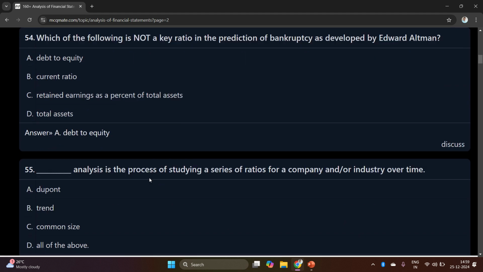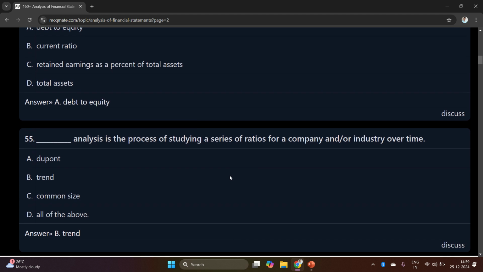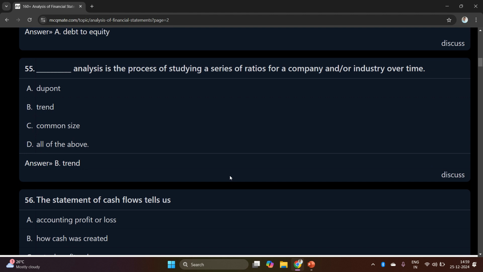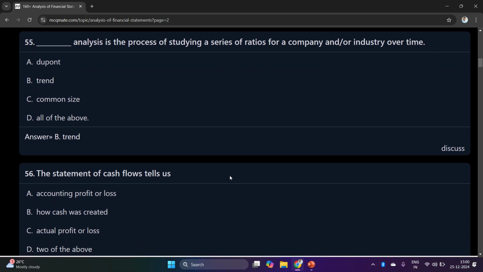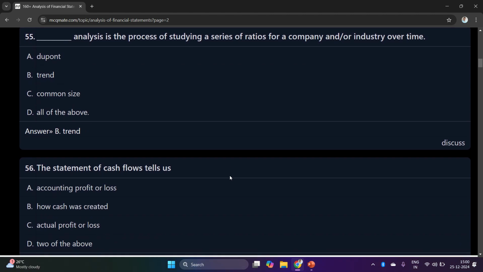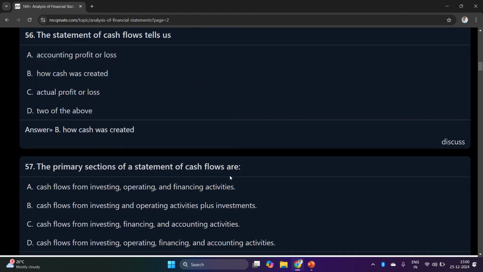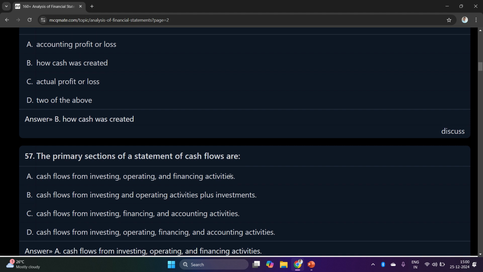Trend analysis is the process of studying a series of ratios for a company or industry over time. The statement of cash flow tells us how cash was created. The primary sections of the statement of cash flow are cash flow from operating, investing, and financing activities.